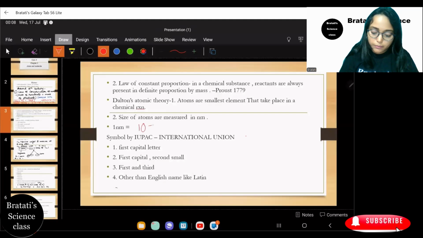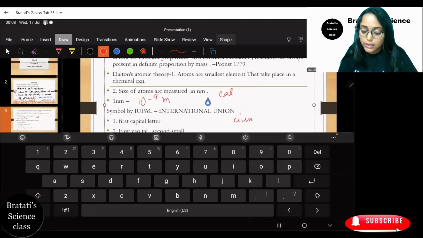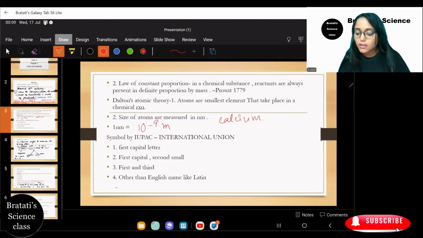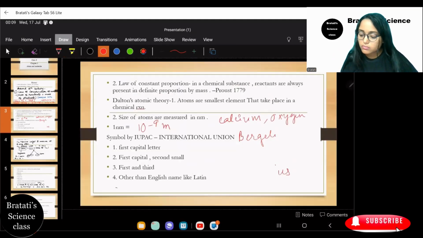10 to the power minus 9 meter. Okay, now imagine every time we have to write calcium, oxygen, which is very difficult. So in that case, Berzelius proposed that what we will do, we have 118 elements.